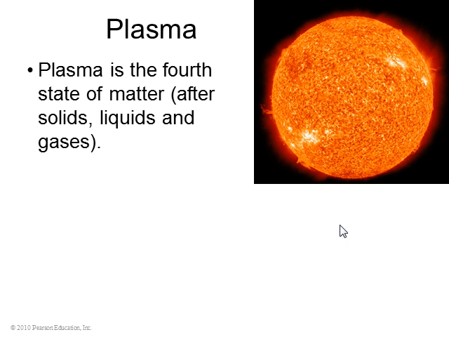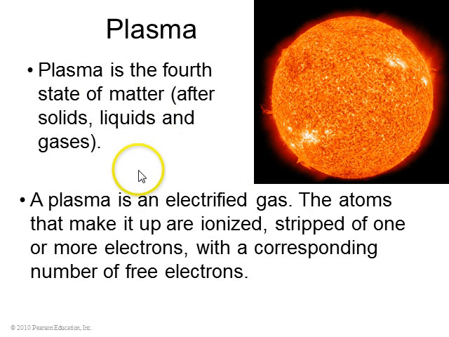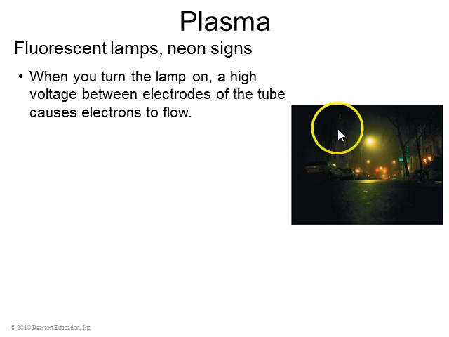Lastly, I want to talk about plasma. Plasma is the fourth state of matter after solids, liquids, and gases, and it is basically an electrified gas. So all the atoms or molecules in a normal gas are neutral, meaning there's the same number of electrons as protons in every atom. But in a plasma, the atoms have been stripped of some or more of their electrons, and so the atoms themselves are positively charged, and they are coexisting with free electrons. And the sun, for example, is made of plasma. Also, fluorescent lamps that you see have plasma in them.